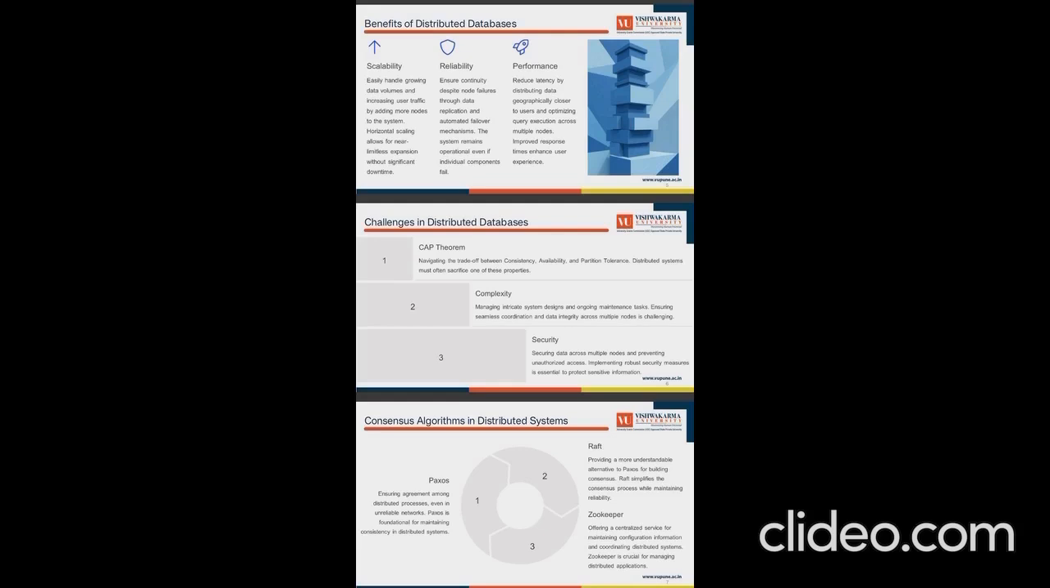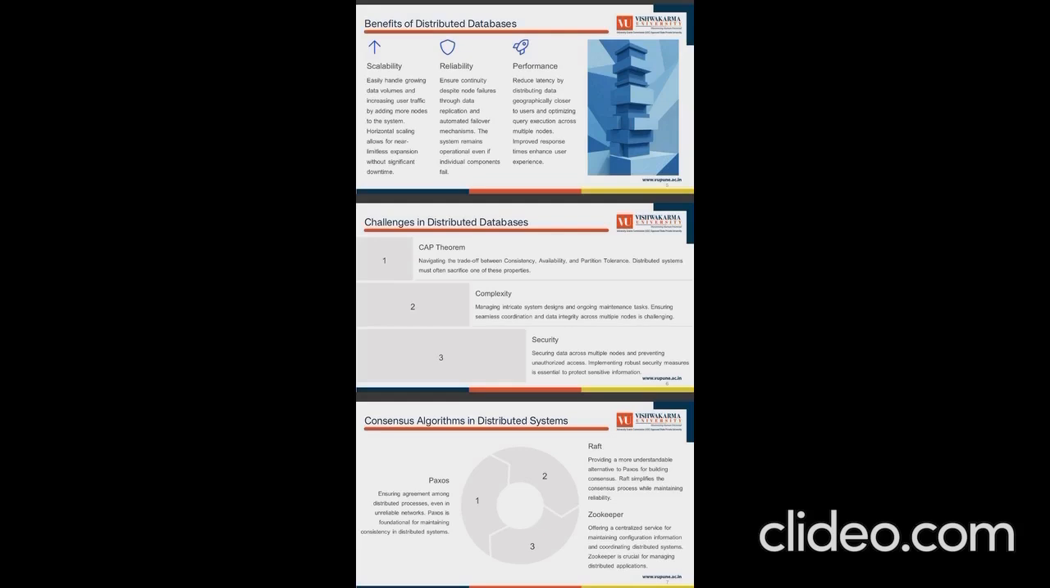Challenges in distributed databases. CAP theorem. The CAP theorem says that a distributed system can only guarantee two out of three things: consistency, availability, and partition tolerance. This means we usually have to choose between having fast access to data, always being online, or keeping all copies of data perfectly in sync. We can't have all three at once.